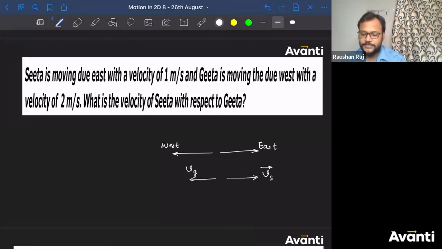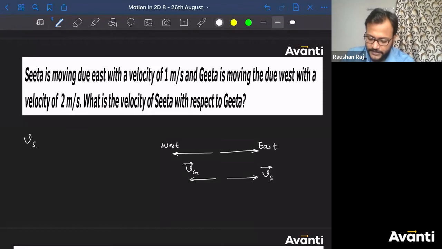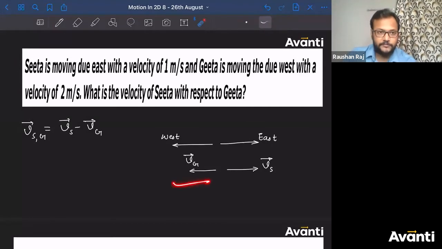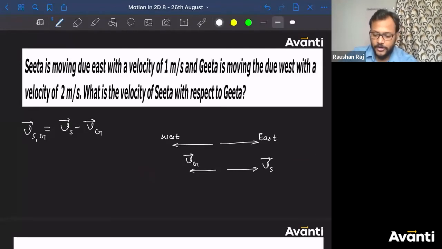And we need to find the velocity of the sailor with respect to the ground, so I'll say Vs minus Vg. See, you can solve this question by considering this as the I cap or x axis, so this direction will be the negative x axis. Or I can say this is positive, so this direction will be negative.